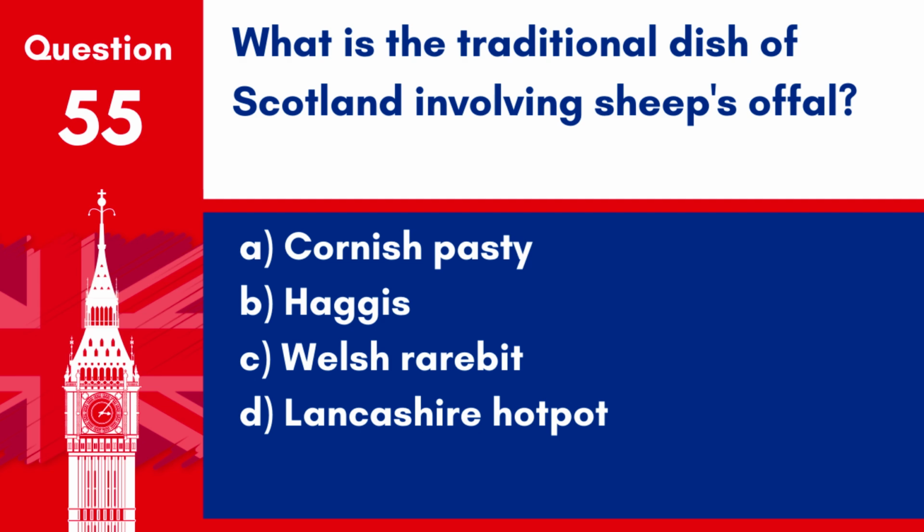Question 55. What is the traditional dish of Scotland involving sheep's offal? A. Cornish pasty. B. Haggis. C. Welsh rarebit. D. Lancashire hot pot. Answer: B. Haggis. Haggis, a traditional Scottish dish, is made from sheep's offal, heart, liver and lungs, minced with onion, oatmeal, suet, spices and salt, mixed with stock, and cooked in the animal's stomach.